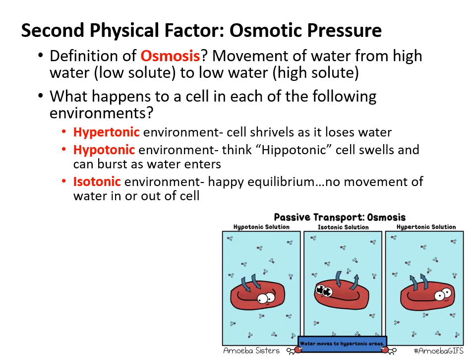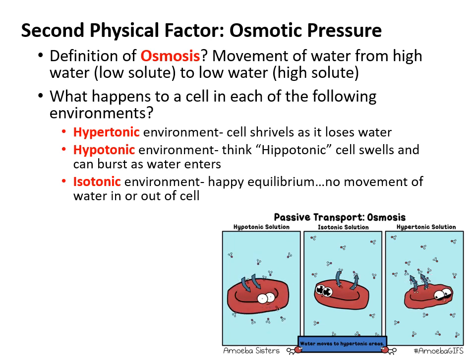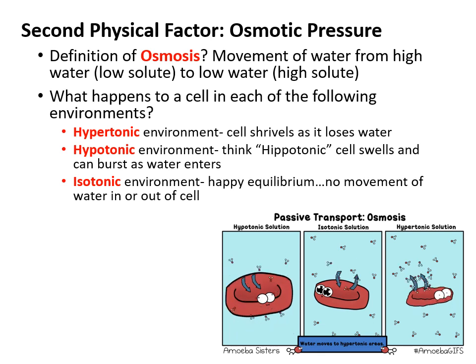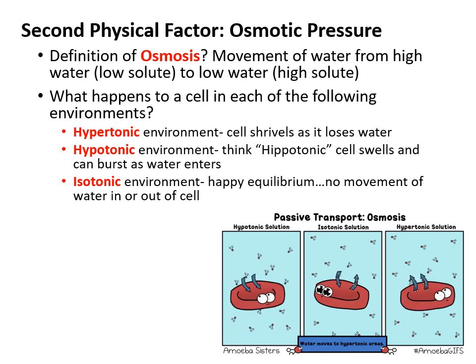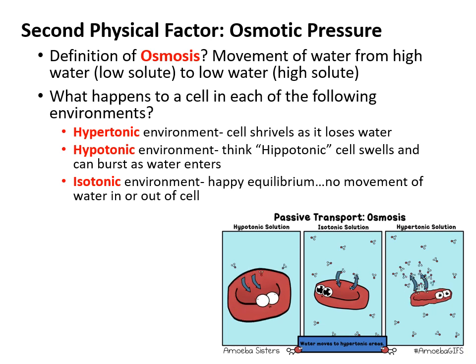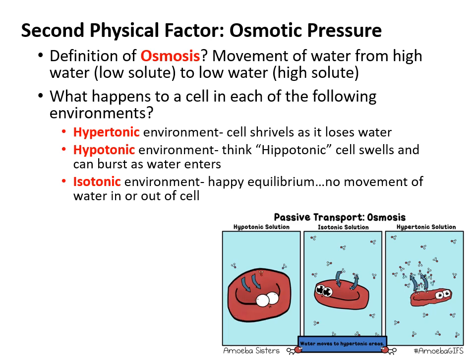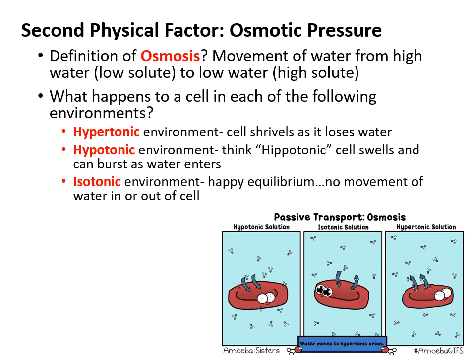Now, the second physical factor we went over was osmotic pressure. And whenever you hear osmotic pressure, think of salt amount. Now, osmosis is going to be the movement of water, and it's specifically movement from high water to low water, which is the same as saying low solute to high solute. But keep in mind, we're not talking about the salt or the solute moving, we're just talking about the water moving.